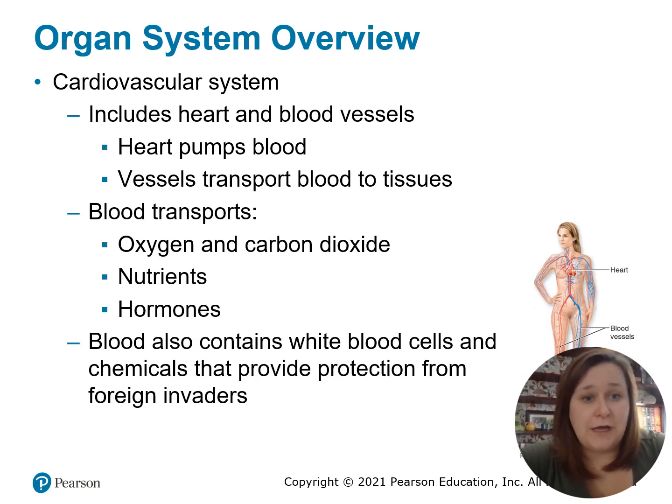We will talk a whole lot about the cardiovascular system because it is so very important. This is going to include the heart and blood vessels. The heart is obviously going to pump our blood. The vessels are going to transport that blood around to all of our tissues. The reason why we need this to happen is because the blood transports oxygen and carbon dioxide. It is also going to transport nutrients and hormones. So it's very, very important. Blood is also going to contain our white blood cells and chemicals that provide us with protection from foreign invaders, right? Like pathogens and things like that.